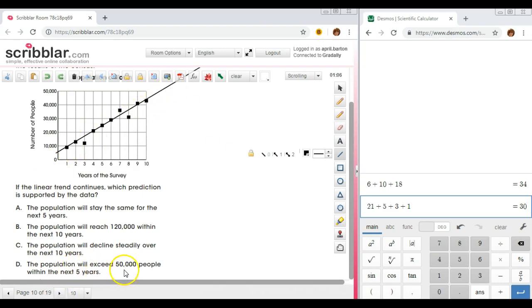And the population will exceed 50,000 people within the next 5 years. That one's for sure. The 120,000 may have been, but we don't know for sure. And this one is definitely. You're definitely going to be above 50,000 after 5 years. So that concludes our discussion of problems 31 through 35.